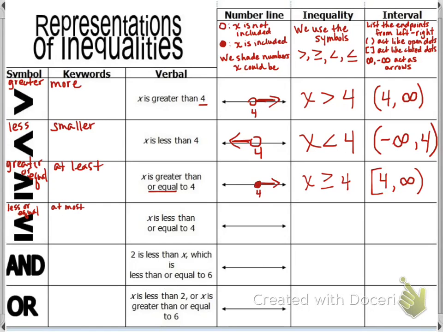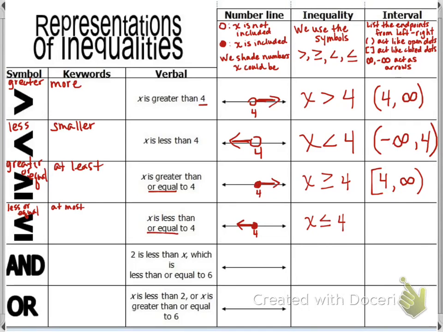So as far as the number line is concerned, again, you're starting at 4 because that's what the example gives us. It's less than or equal to, so I know I've got to shade in that circle. It's going to be less than, so this time I'm graphing to the left because the numbers to the left on the number line are smaller than 4. For the inequality, x is less than or equal to 4.